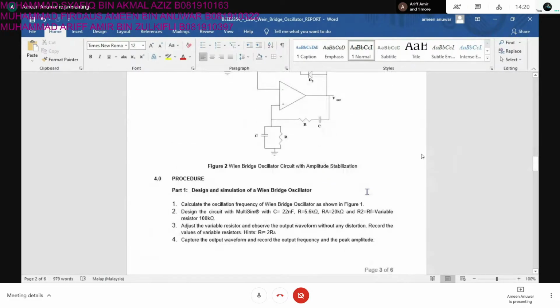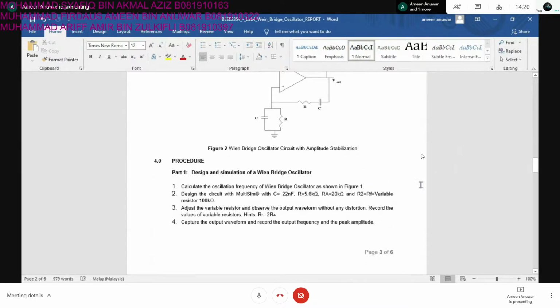For the procedure for Figure 1, first we need to calculate the oscillation frequency of the Wien-Bridge oscillator, and this will be shown later. Next, we will design the circuit by using Multisim.